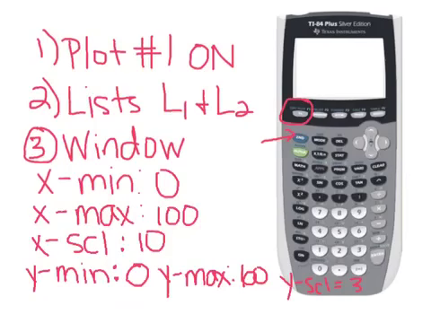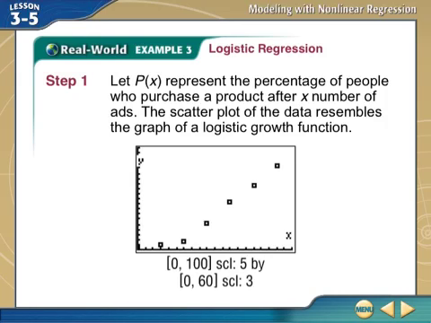At this point, after you have your window, you can press graph and you should see your scatter plot. Based on the scatter plot shown here, you should have something similar to this. The only thing we did slightly different than the textbook is that we made our scale 10 and they used a scale of 5 on the x-axis. So under step 1 here, we're looking at the scatter plot of the percentage of people who purchase a product after x number of ads.